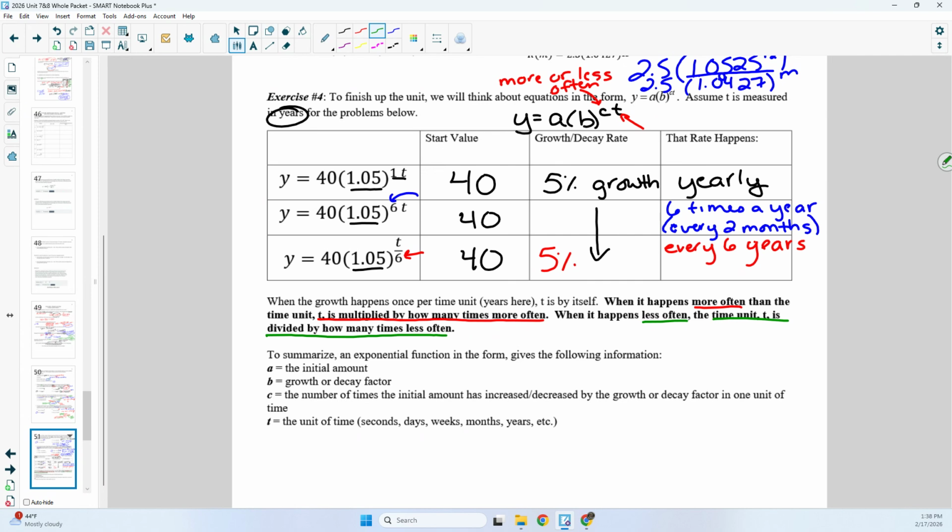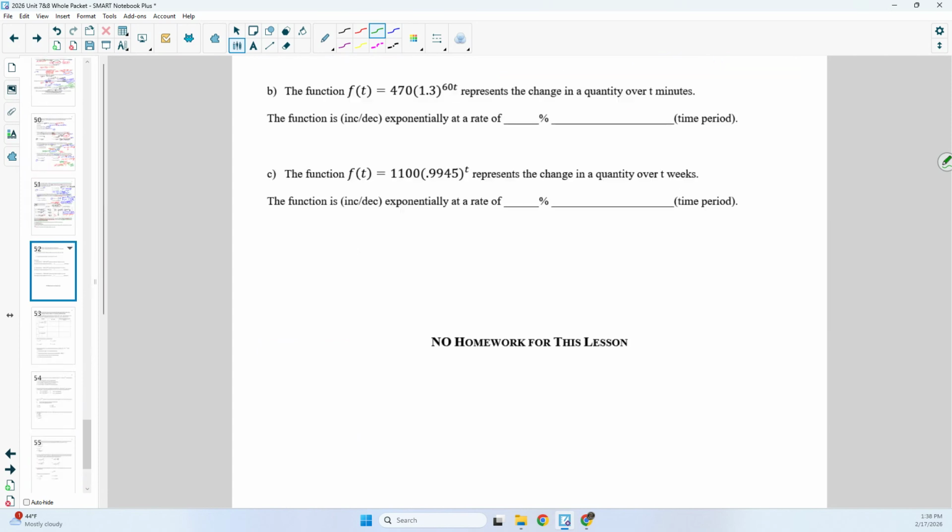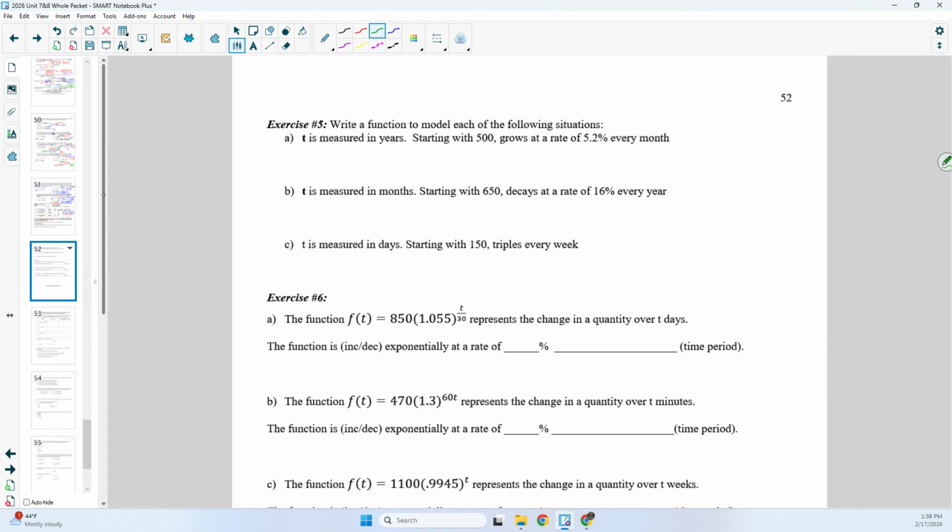So to summarize, a is the initial amount, b gives us the growth or decay factor, which can lead to that percent, and c is the number of times the initial amount has increased or decreased by the growth or decay factor in 1 unit of time. So if we're dividing, it's a fraction of it. And t is the unit of time: seconds, days, weeks, months, years. We're going to look at a few more of these to interpret them on the next page. First we'll write some, and then we'll read them.